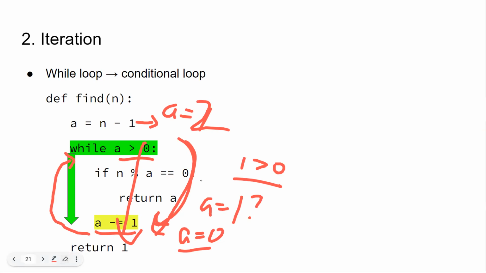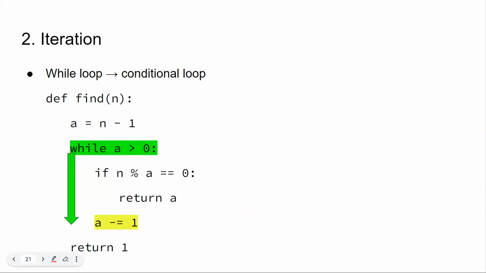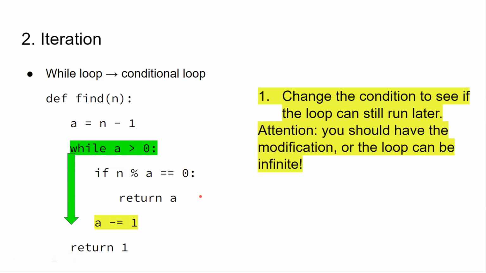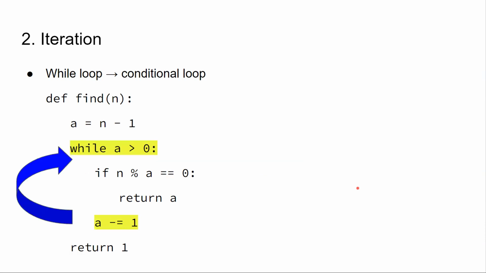So you run through the counter and then you check the condition to see if the loop can still run. You should have a modification that narrows down the while loop and changes the condition. Otherwise, you will run into an infinite loop and destroy the program. It's an error. I'll talk about it later.